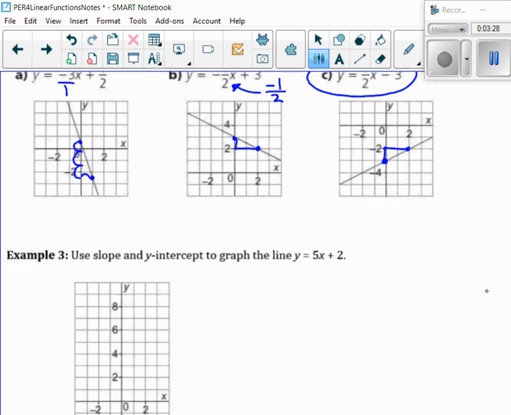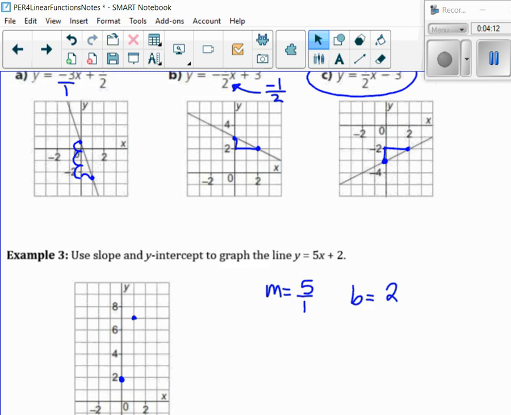Okay, so now we're going to use slope and y-intercept to graph this. So, what's my slope? Yes, 5/1. What is my y-intercept? 2. So how do we graph this? First, we plot the y-intercept, which is 2. Yes? And then we do what at that y-intercept of 2? We go up 1, 2, 3, 4, 5/1. Does everybody understand that method of graphing?